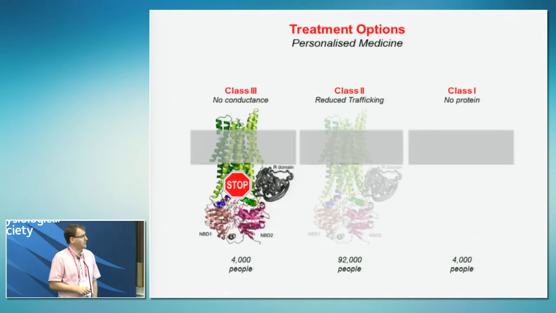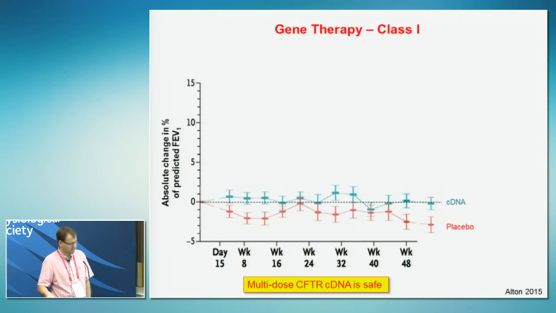There's different classes of mutations. These 3 here are all very severe. With this protein we have reduced conductance, with this protein we have reduced trafficking, but with these mutants we don't make any protein. There's really good drugs for this one, there's licensed drugs for this one, but for people with class 1 mutations, there really isn't that much in the therapeutic pipeline.